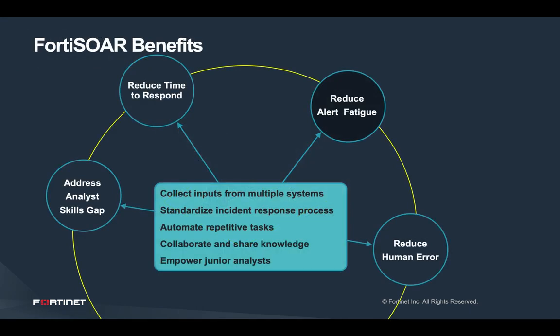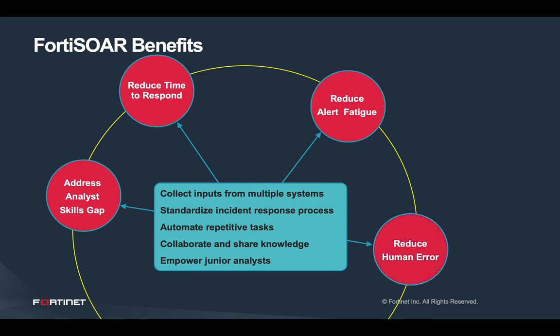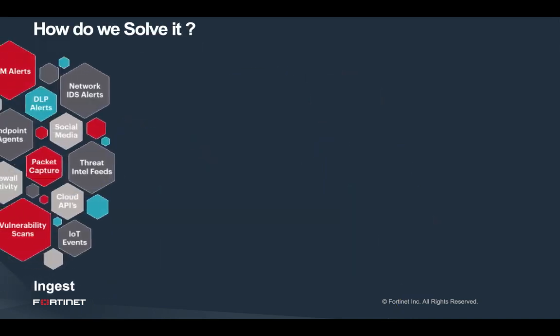So by deploying FortiSOAR, by adding FortiSOAR to the solution, not only are you reducing alert fatigue, but also you're reducing the time to respond. You're also addressing the skills gap, because sometimes certain analysts are not skilled enough to do the investigation, and they might need to wait or escalate it to an expert within the organization to take care of the investigation. And at the same time, you're reducing human error, because in the end, the whole process is being automated. So how do we do this? How do we solve this?